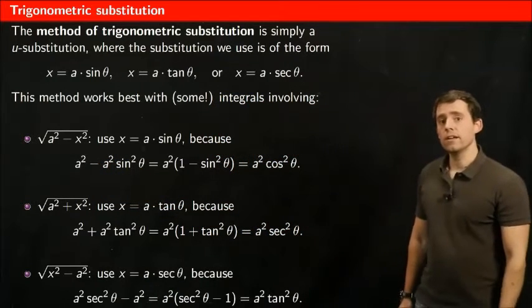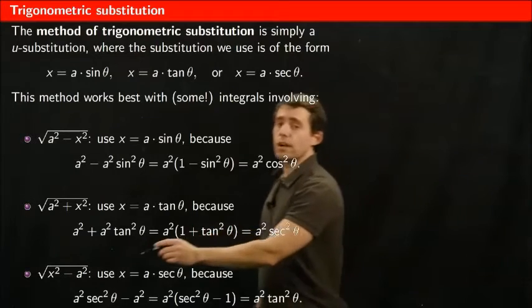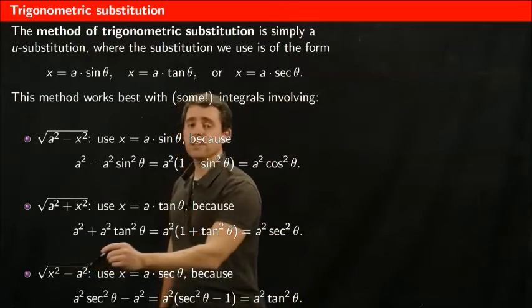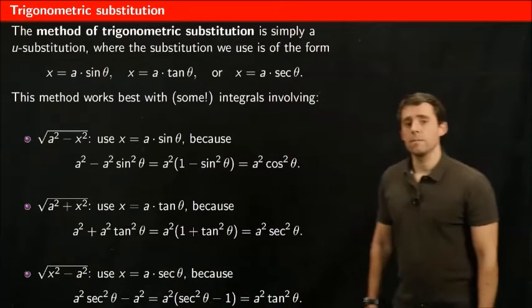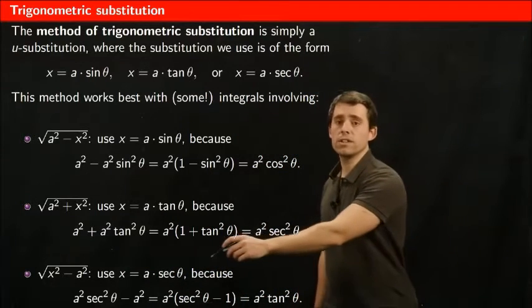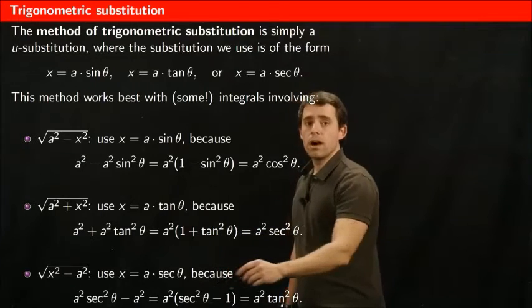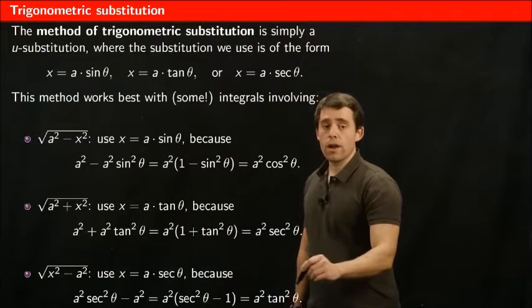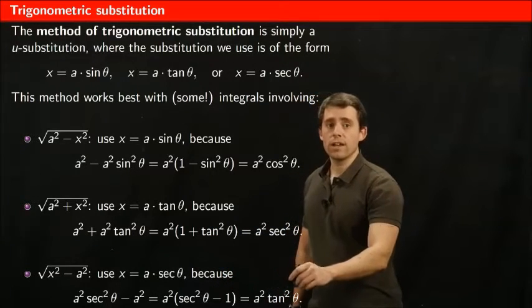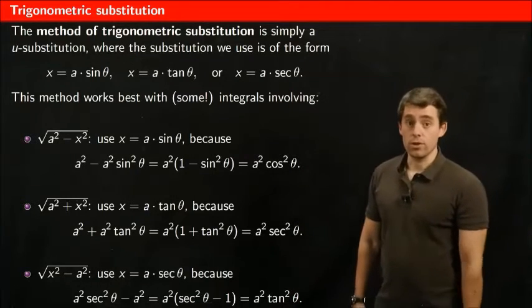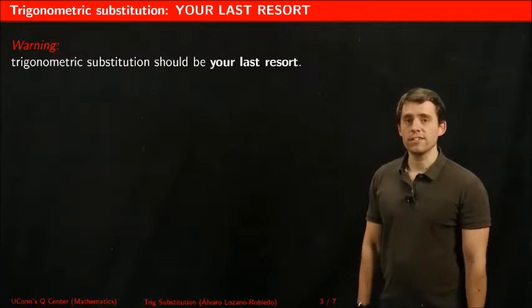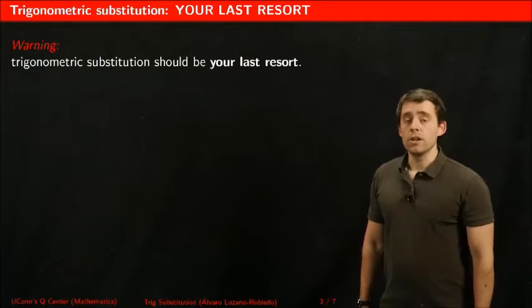And similarly, if you see the square of a variable minus a constant, then it's best to use x equals a secant theta, because then the quantity under the square root becomes a squared times tangent squared of theta. And again, we can carry on with our integration. OK, so let's see some examples.